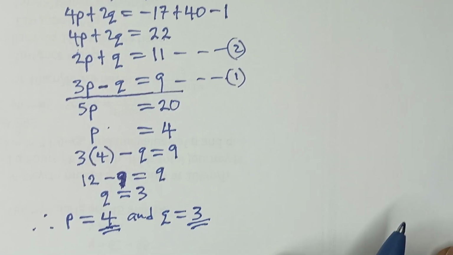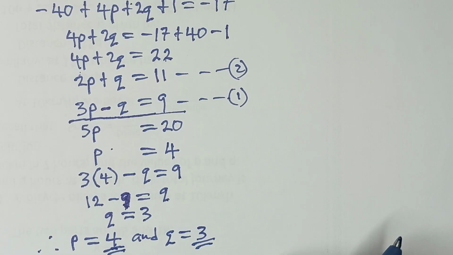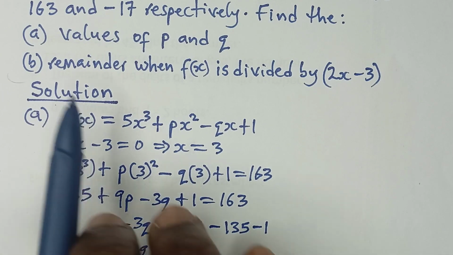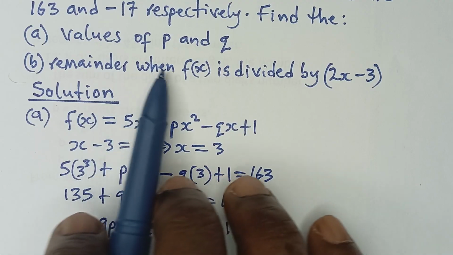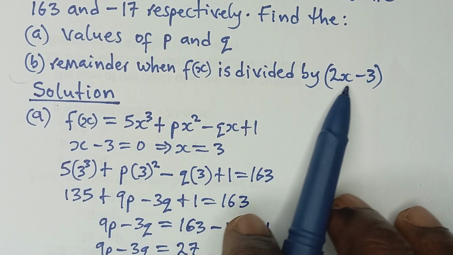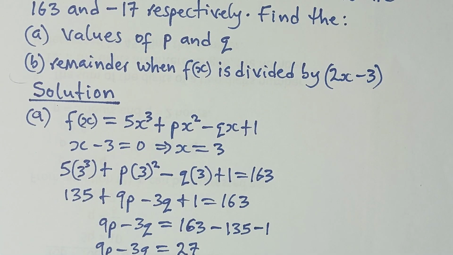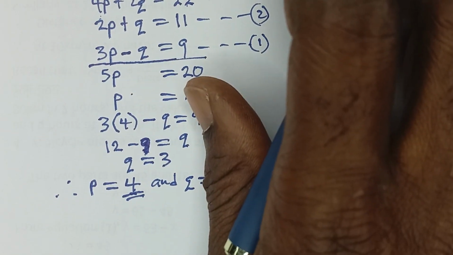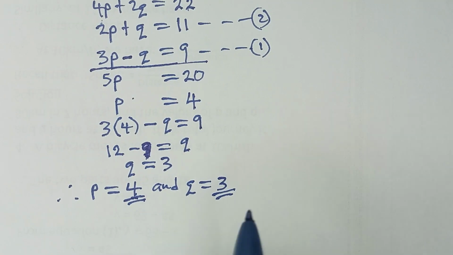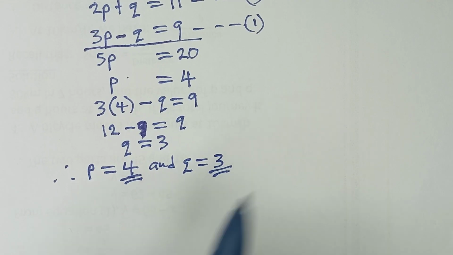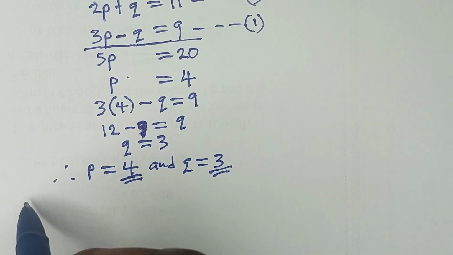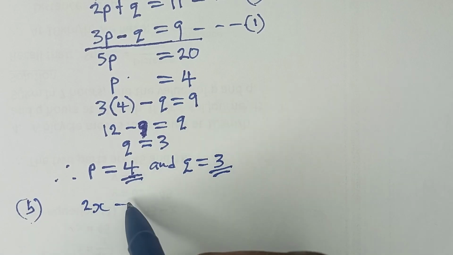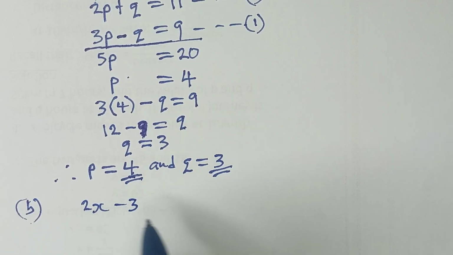So can I go to question B part? Let's look at the B part of the question. It says we should find the remainder when f of x is divided by 2x minus 3. So 2x minus 3, when it is divided by that value. So I'm going to write B now. That is question B. We are saying when it is divided by 2x minus 3.